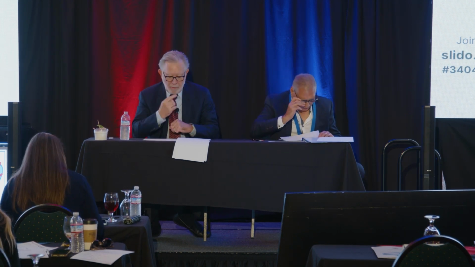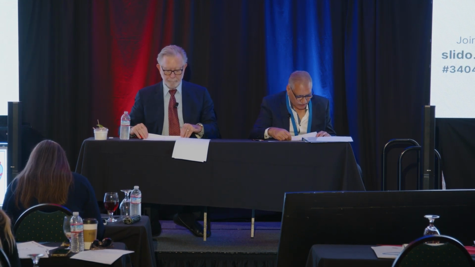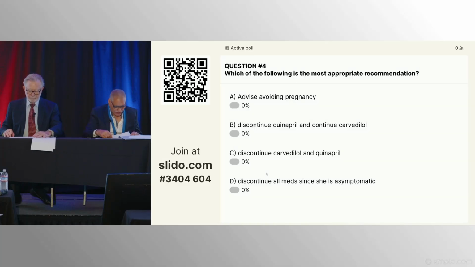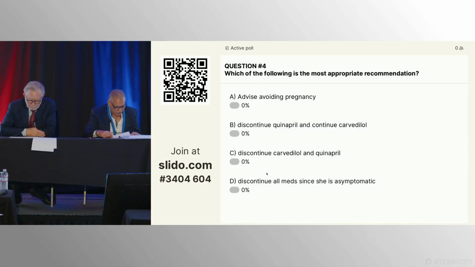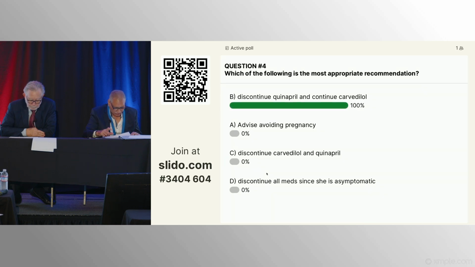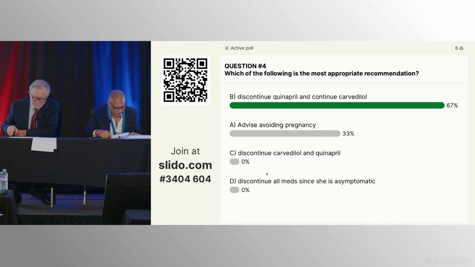Okay, next question. A 29-year-old woman with a past history of heart failure, diagnosed 1 week after birth of her first child 2 years ago. LV ejection fraction was 25% at the time. She has been taking daily furosemide, potassium, carvedilol, and quinapril since that time. Her echocardiogram 2 months ago showed an improved left ventricular ejection fraction of 40%.